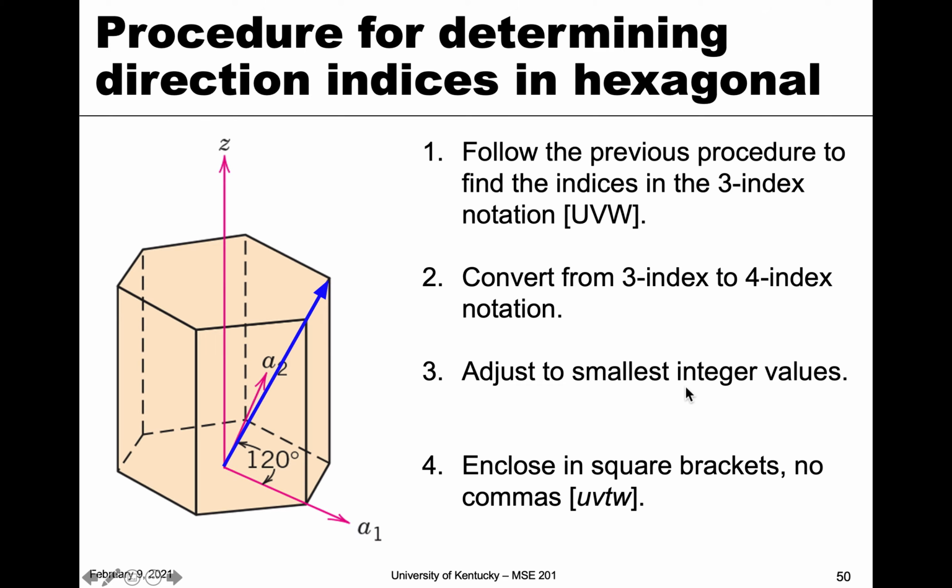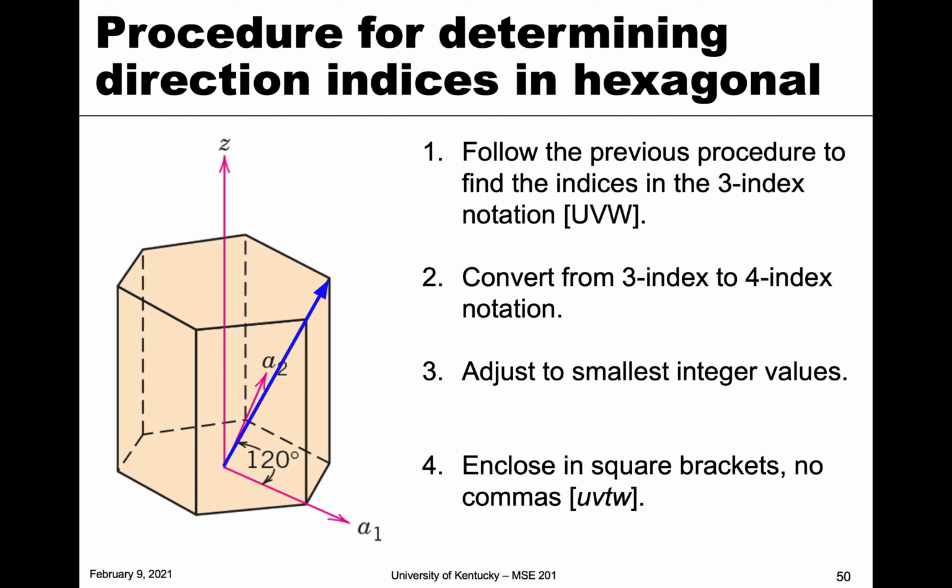And then you're going to follow the same procedure. You want to adjust so you have the smallest integer values, just like we did before. And then you're going to put it in square brackets. And in this case, we're going to have UVTW, so it's going to be in 4 index. And so this way, you'll be able to see it's a direction because of the square brackets, and you'll be able to tell it's hexagonal or one of the other systems that uses 4 index notation.